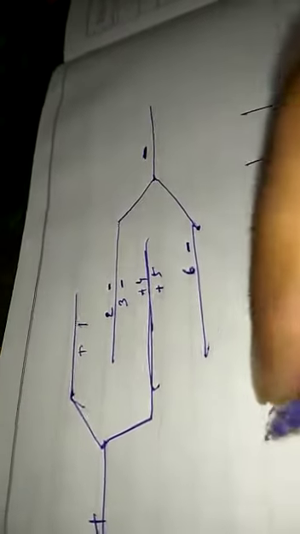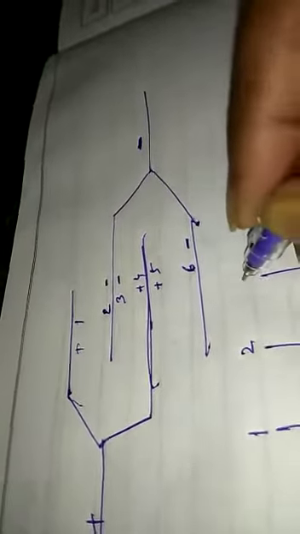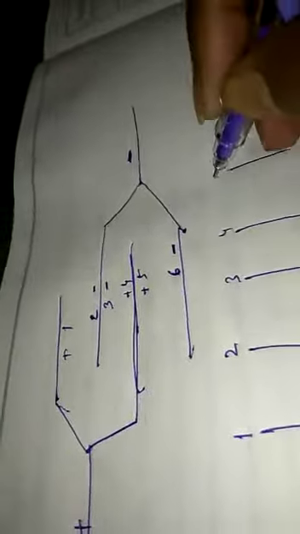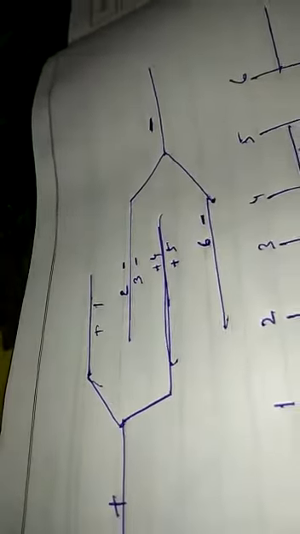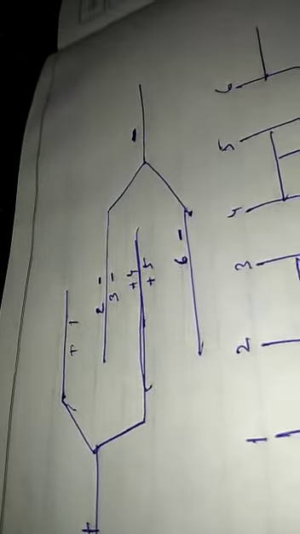There are 6 plates, 1, 2, 3, 4, 5 and 6, and 1, 4, 5 are joined. And 2, 3, 6 are joined. Let us put the charges.